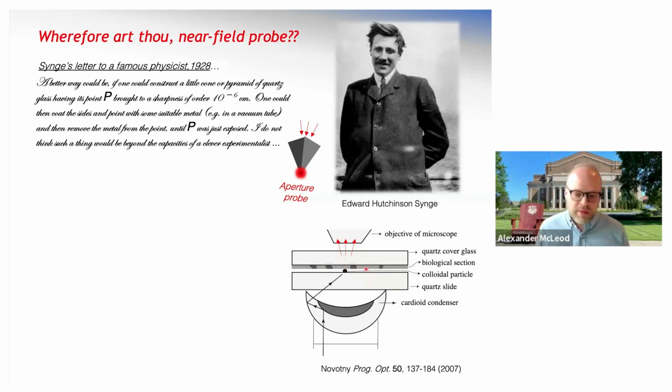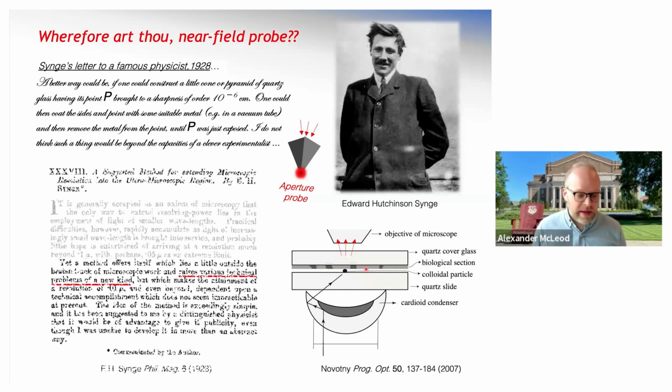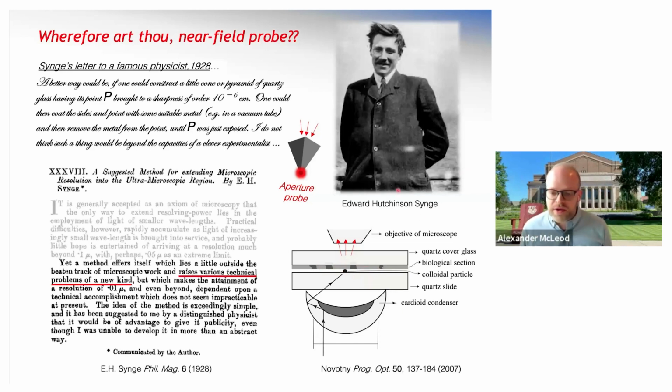And Einstein was a little bit more supportive of that idea and suggested that Mr. Synge write an article to publish his proposal, which also came out in the late 20s. He suggested this method offers itself a little outside the beaten track of microscopy, but raises technical problems of a new kind, and that's an immense understatement. But he supposed that it might be able to give spatial resolutions as small as 0.01 microns, that's 10 nanometers.